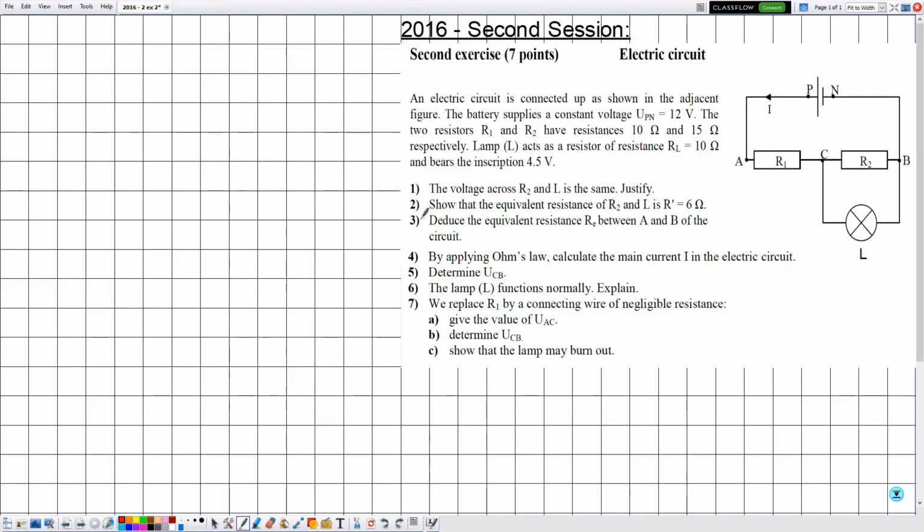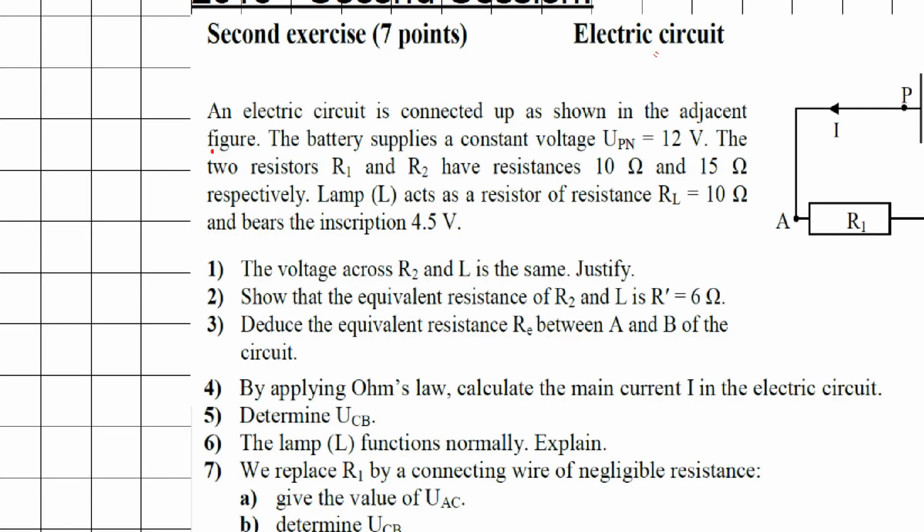In this one we are going to solve an exercise related to electricity in the chapters of DC voltage and resistors. This exercise was a previous one in the brevet exams in 2016 second session, second exercise. The title of this exercise is electric circuit. An electric circuit is connected up as shown in the adjacent figure. They mentioned the adjacent figure. Then now we can use it.